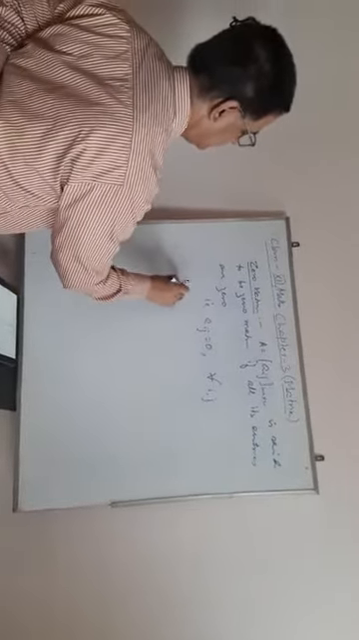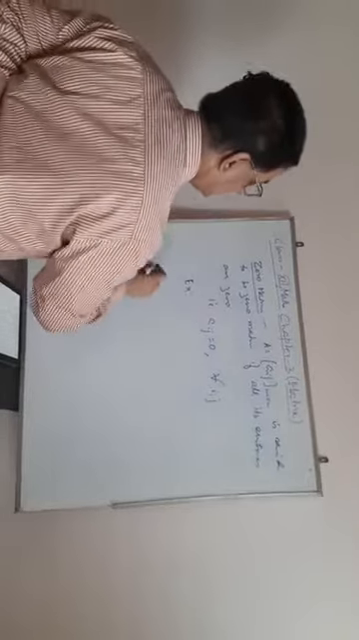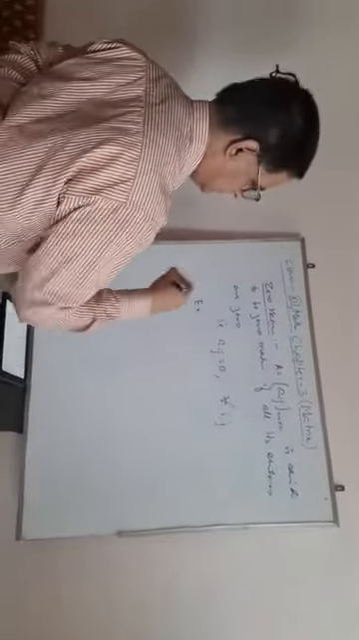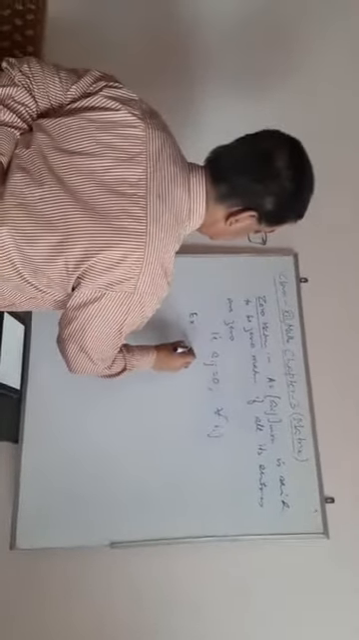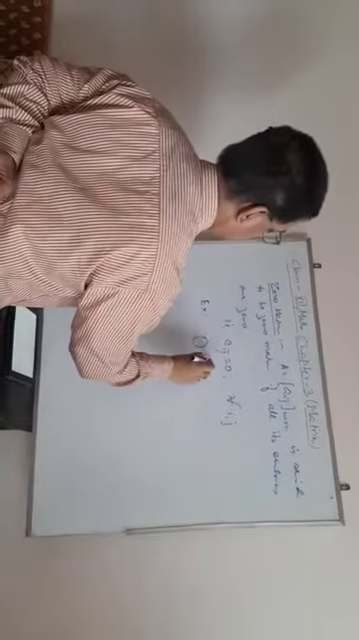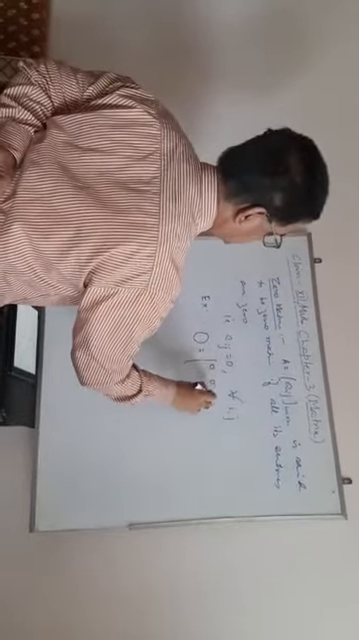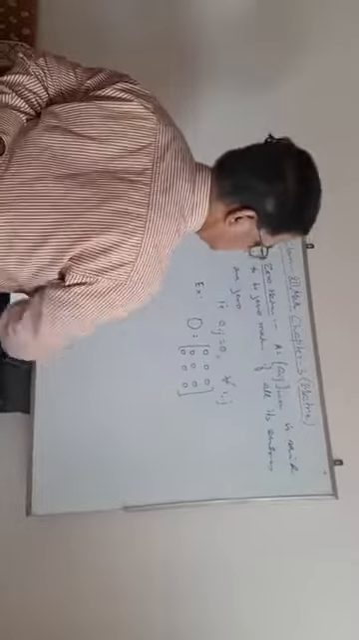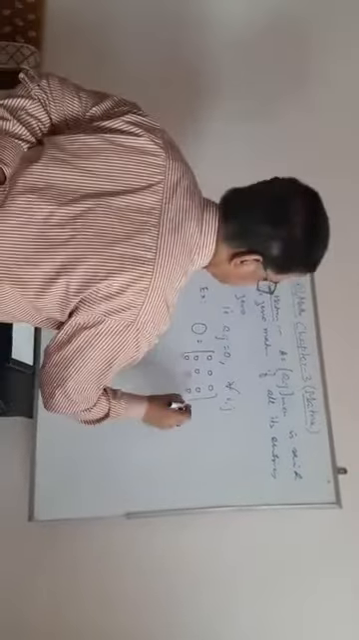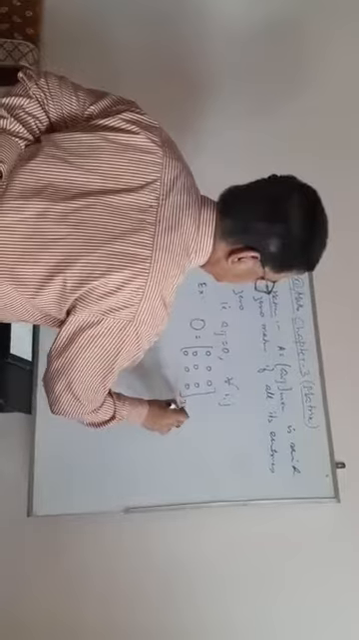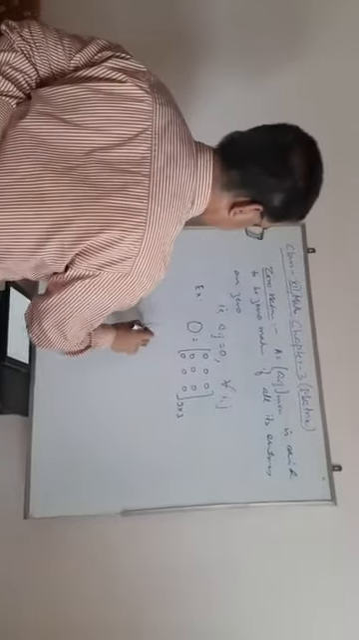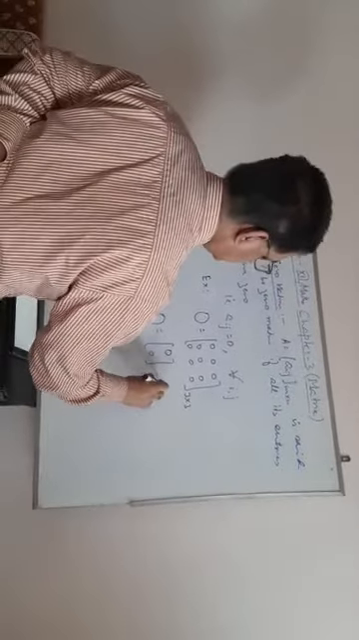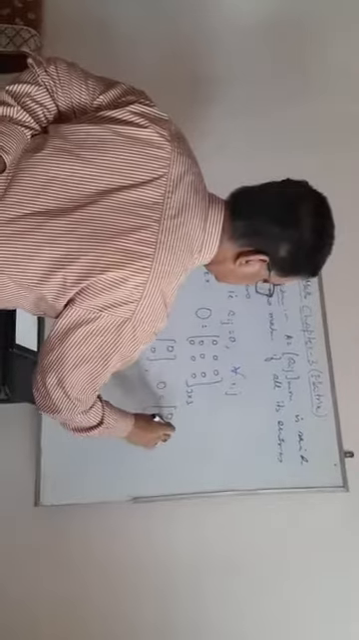Example, and we can represent it by big zero. So zero is equal to zero, zero, zero, zero, zero, zero, zero, zero, zero. So this is 3 × 3. You can also write 0, 0, 0, 0.